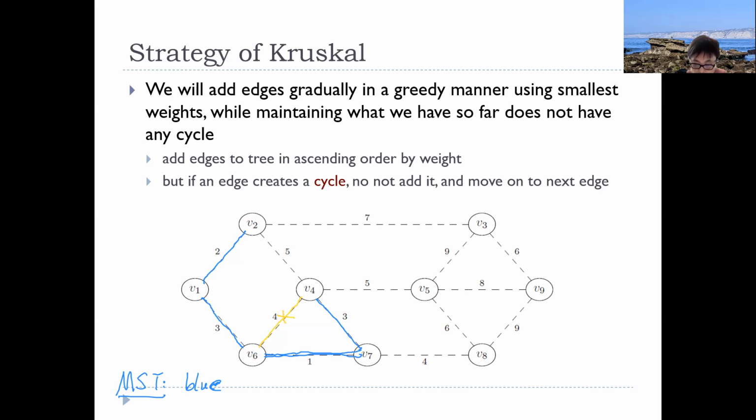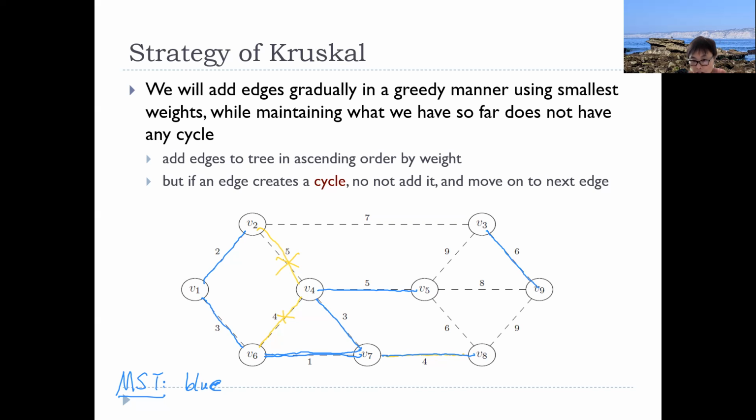Okay, then we inspect the next one, V7, V8, and this one doesn't form any cycle. As such, this one will be added to the minimal spanning tree. Okay, so we continue this way. The next edge to add will be weight 5. But when we look at V2, V4, again it forms a cycle. So this one we don't add. However, V4, V5 is safe to add. Okay, and the next edge to inspect will have weight 6, V3, V9, and when we add it, we don't cause any cycle, so we add it, no problem.